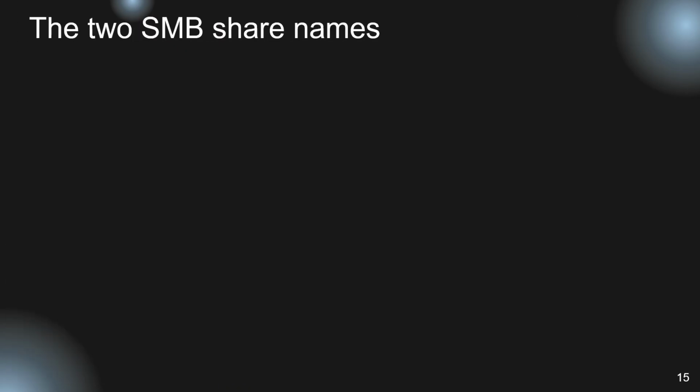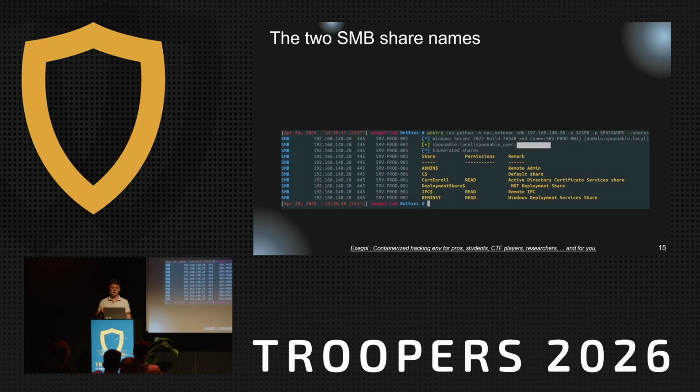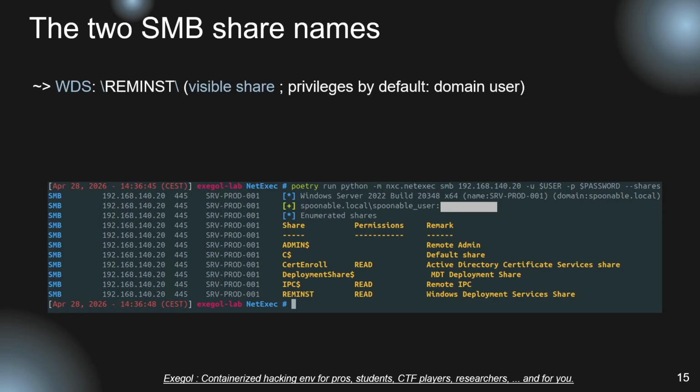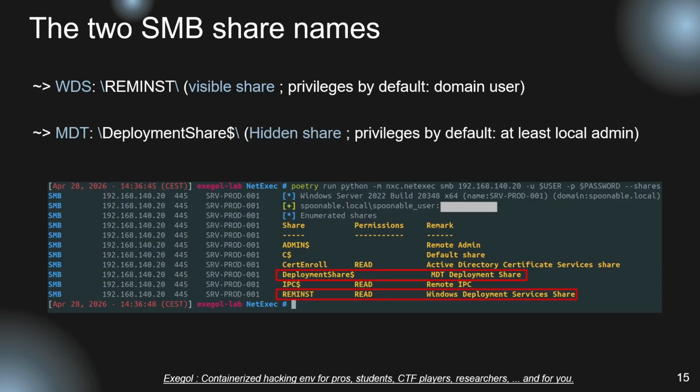So you can take a closer look at this deployment share. Okay, now how can you enumerate the different shares? You can do that with just NetExec with the --shares option, and you can see that WDS is with REMINST. So REMINST is the name of the SMB share for WDS, and for MDT it's the deployment share. By default these are hidden shares, and by default you need at least local admin, as I said.